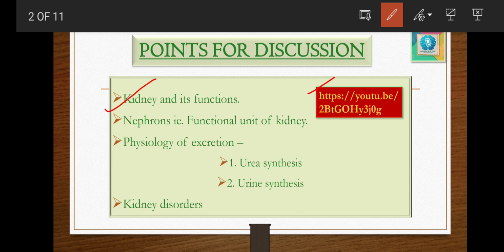Moving ahead for today's topic, the next point which we are going to discuss is about the nephrons. As we all know very well, nephrons are the structural and the functional unit of the kidney.